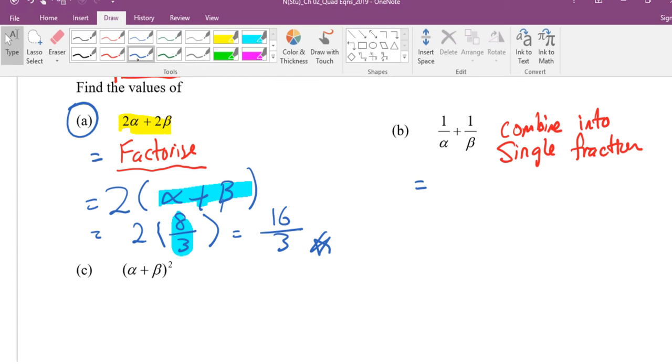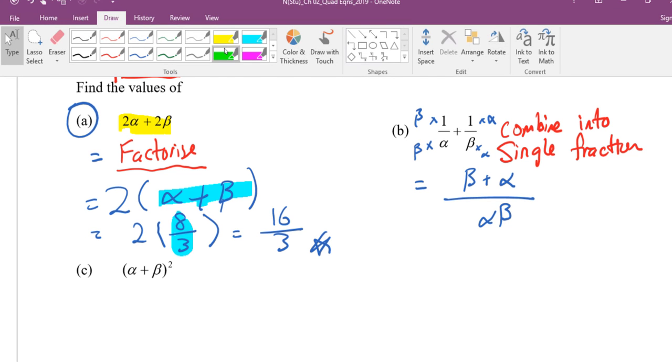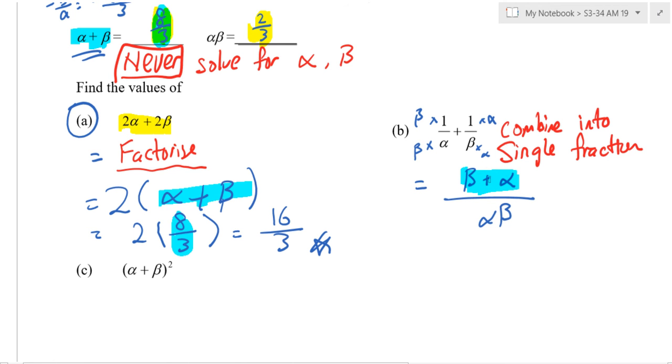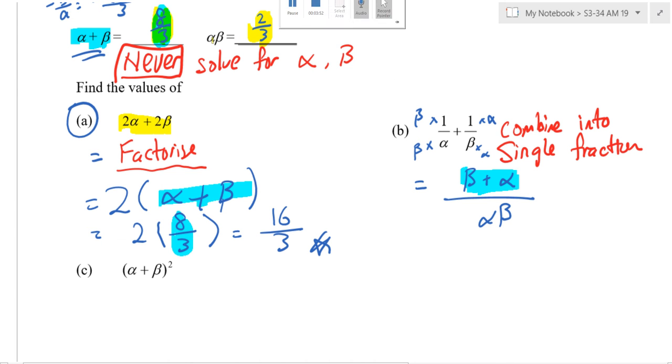If I convert to the same denominator, what will I do? This one times what? Beta. This one times what? Alpha. What is the denominator? Alpha beta. What is the top? Beta plus alpha. If I use color, do you agree that this is the sum of roots? If I use color again, do you agree this is the product of roots?